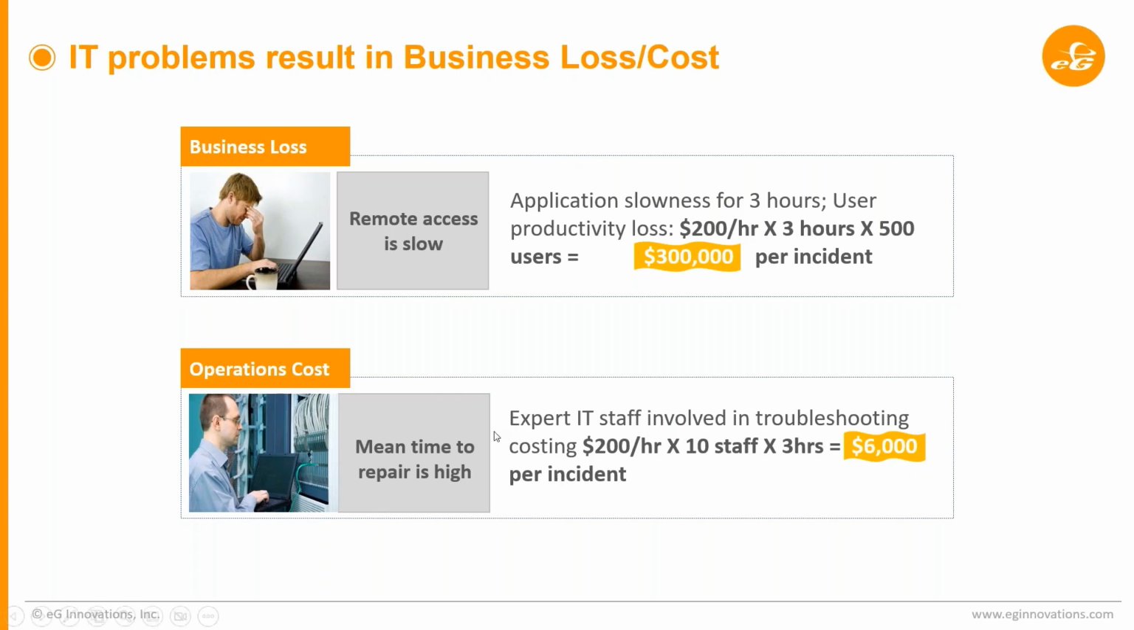At the same time, your IT team is spending those 3 hours trying to troubleshoot a problem. And if you have 10 of your IT admins working on that problem and assuming the same cost per hour, you're spending almost $6,000 of IT cost every hour per incident. If you have 10 such incidents in a year, you can imagine the overall business cost or loss.